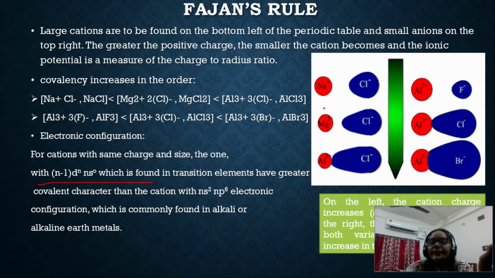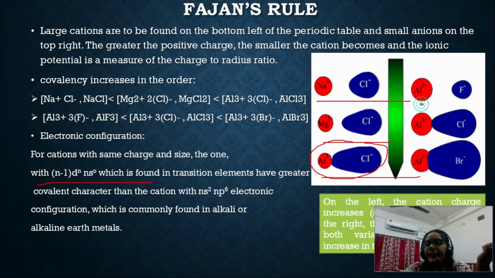Here you can see sodium chloride, magnesium chloride, aluminum chloride. So in between these three, aluminum chloride has a higher tendency to make the covalent bond. Again, aluminum fluoride, aluminum chloride, aluminum bromide. Again the size of the bromine will be higher, and as the size of the anion is higher, that means the covalent character will be higher.